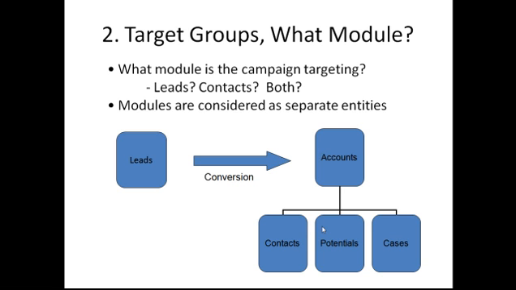Secondly, you need to think about the target groups. This is because CRMs are mostly module specific, and Zoho CRM is a module specific email marketing engine, and that means that you need to think about what module you want to target. So for example, do you want to send this to leads? Do you want to send it to contacts, or do you want to send it to both? Do you want to send it to every person in your database, whether they're a lead or a contact?